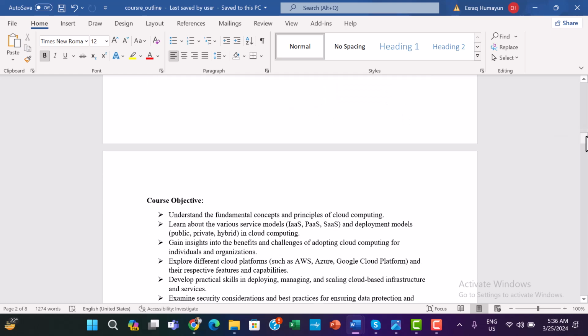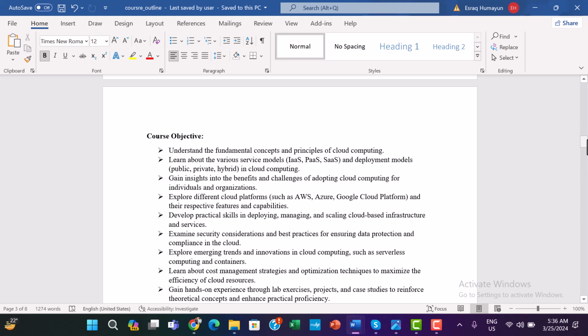And what is the objective of the course? Understanding the fundamental concepts and principles of cloud computing. This course is especially designed for people who are going to be DevOps engineers in the near future, so we need to know the course objectives. First, the fundamentals and principles of cloud computing: you have to know everything about cloud computing. Then you will learn about various service models, infrastructure as a service, platform as a service, and software as a service, and deployment models: public, private, and hybrid in cloud computing.